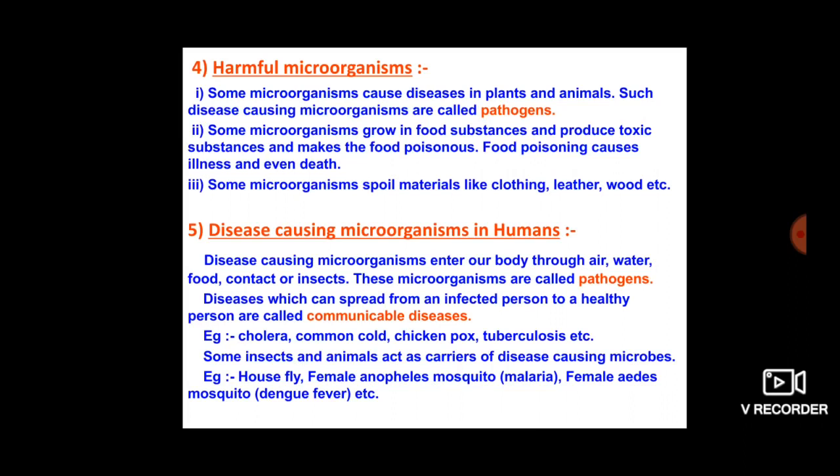Could you give some examples of communicable diseases? Cholera, common cold, chickenpox, tuberculosis. These are some kinds of diseases that are caused by the biting of insects, and they cause transmission of diseases from an infected person to a healthy person. So housefly and mosquitoes are the best disease spreading agents for communicable diseases.